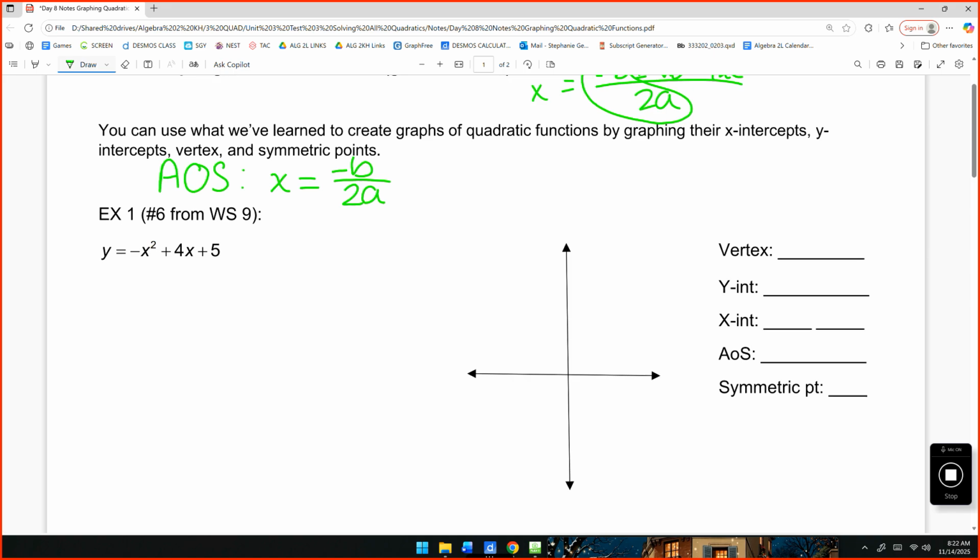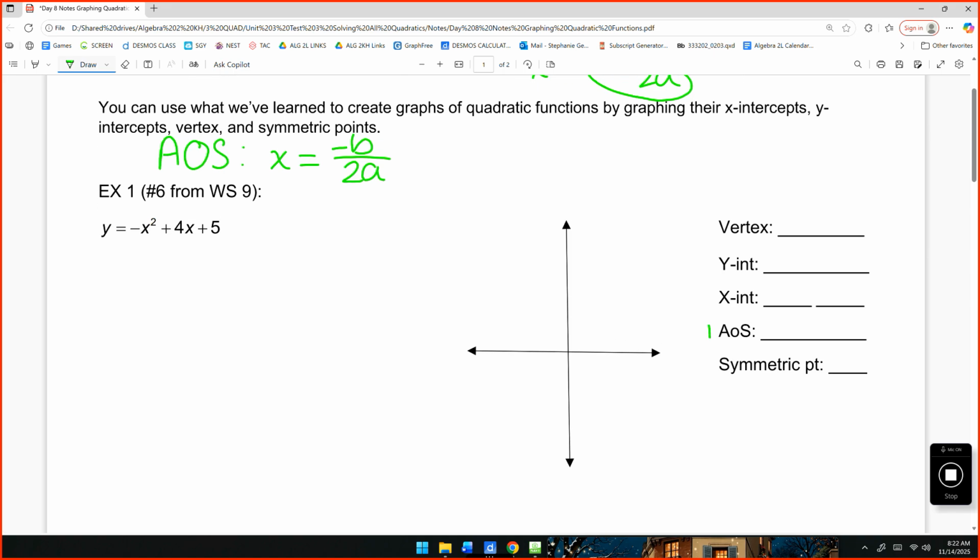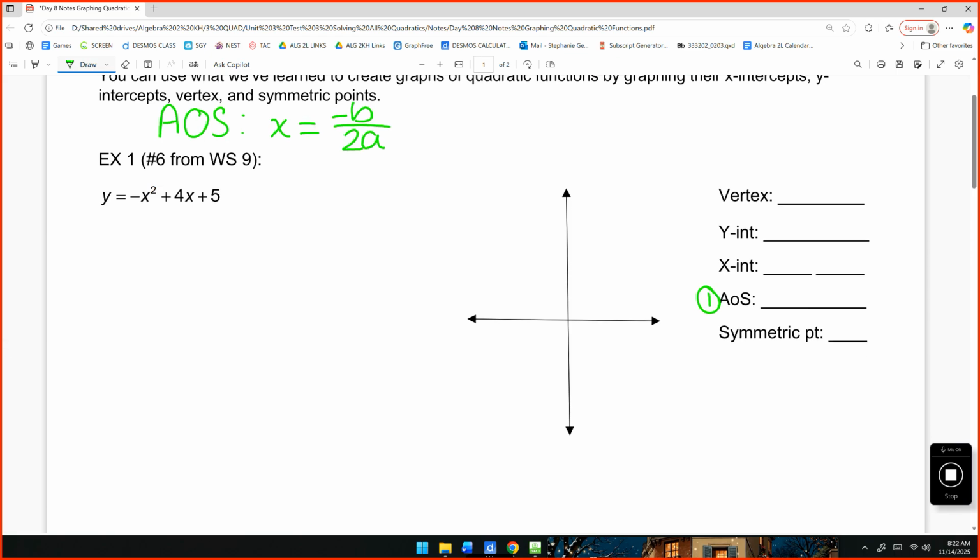All right, so to find the axis of symmetry, that's the first thing that we find. I'm going to put a little number 1 here, because that's the easiest thing to find first. We're just going to plug numbers into our formula for the axis of symmetry. So opposite b, so -4, because b is positive 4, divided by 2a, and a is -1. So we're looking at -4 divided by -2, which ends up being positive 2. Our axis of symmetry is the line x equals 2.